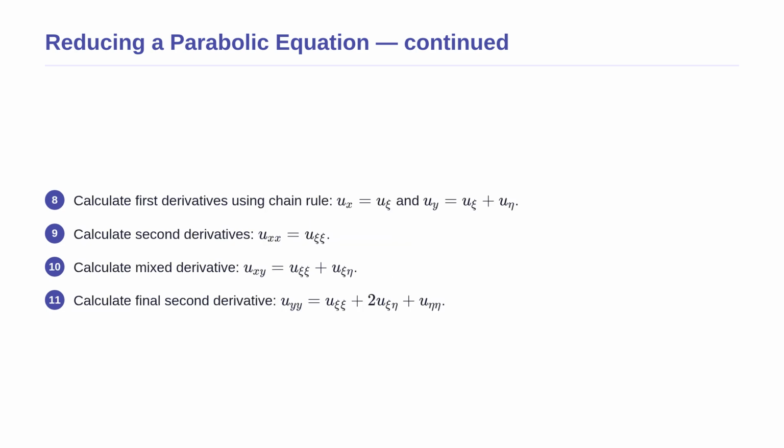With our new variables defined, we once again use the chain rule to find our derivatives. Because eta does not depend on x, the math simplifies beautifully. The first derivative u sub x is simply u sub xi. We then apply the chain rule again to find our second derivatives. Taking another derivative with respect to x is straightforward, giving us u sub xi xi. We carefully compute the mixed derivative, u sub xy, and finally the second derivative with respect to y. We now have all the transformed components ready.